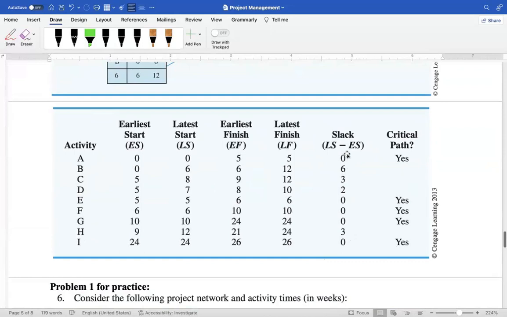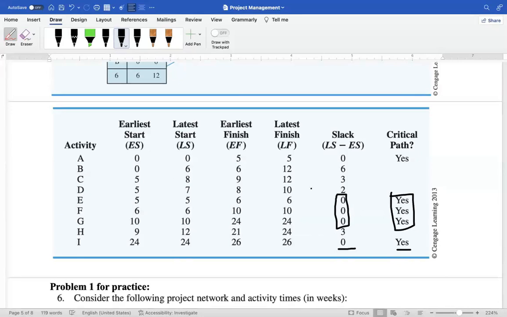This one, activity A, how much slack does it have? Zero. So therefore, it's a critical activity, which means you cannot afford to delay it. E, F, and G, how much slack do they have? These three activities have zero slack, which means you cannot afford to delay them, and therefore they are critical activities. And the same thing is with I. How much slack do we have here? Zero, and therefore that's also a critical activity.